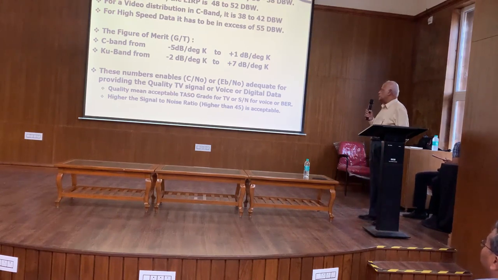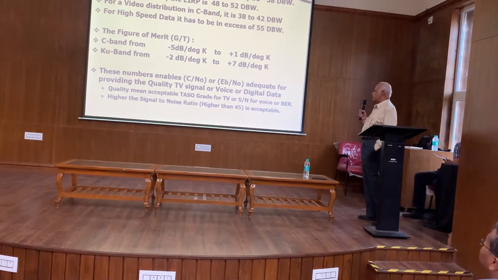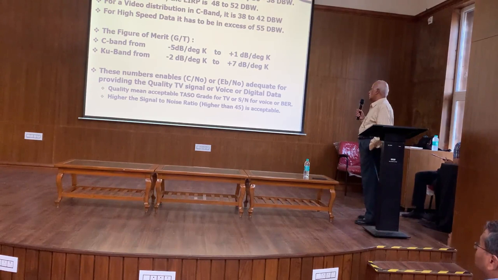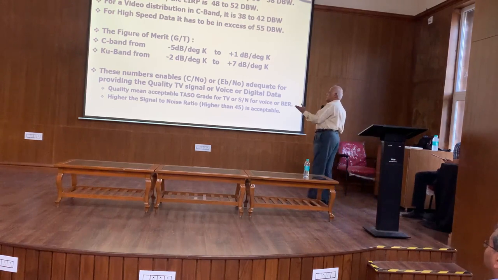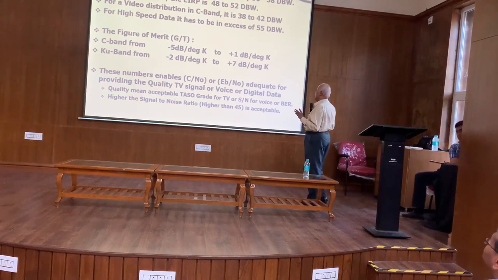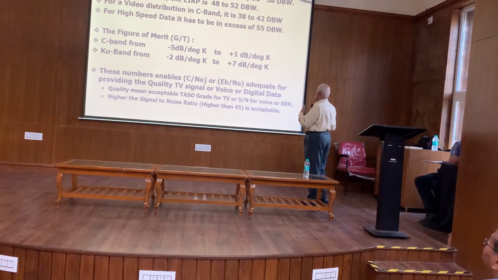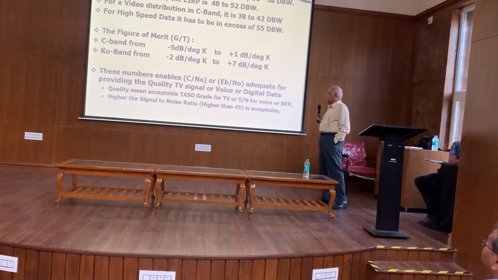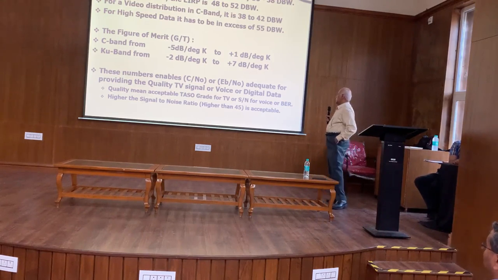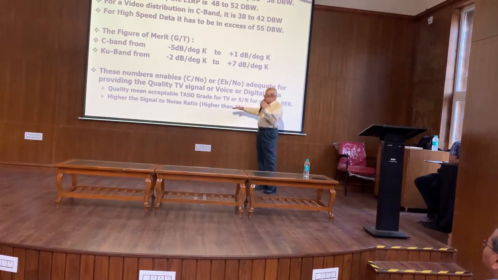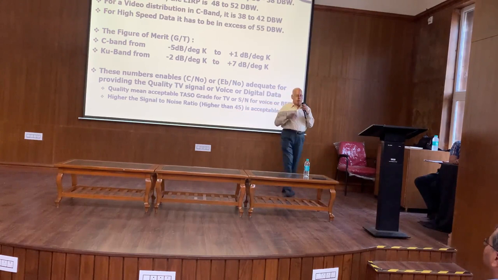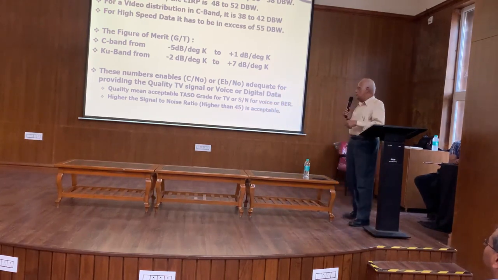For Ku band, it is minus 2 dB per degree Kelvin to plus 7 dB per degree Kelvin. This number enables C/N, or dB/N, not adequate for providing quality TV signal or voice or digital data. Quality means what? Quality means acceptable picture quality for TV, or signal to noise ratio for voice, or bit error rate. The higher the signal to noise ratio, the more acceptable. What is the higher signal to noise ratio? Minimum it has to be 45 dB. That should be the minimum value.